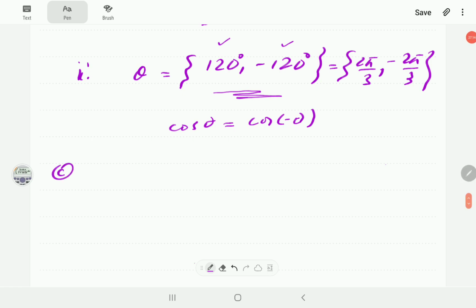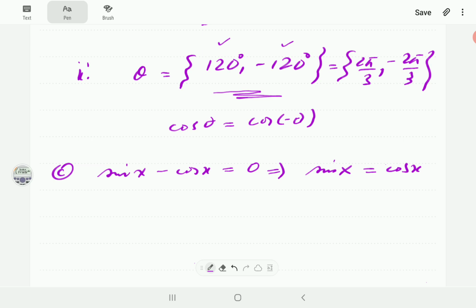Okay, so sine x minus cos x is equal to 0. What we'll do here is we're going to take cosine to the other side. So this thing is going to be sine x is equal to cosine x.